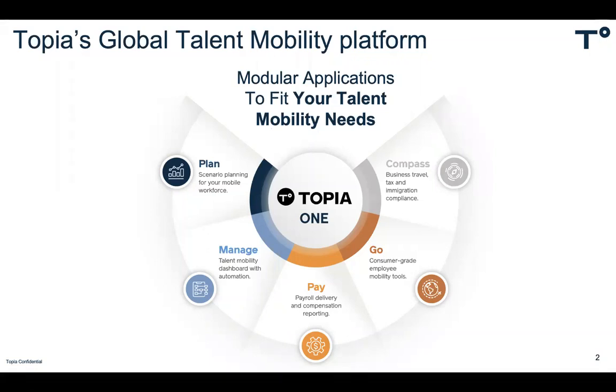In addition to this, we also have Topia Manage, which supports workflow automation, document generation, and manages supplier data and insights. Topia Pay streamlines payroll delivery and compensation reporting, as well as expense and vendor payment management. Topia Go is our consumer-grade employee experience, which gives the employee tools to manage and interact with their mobility experience. And finally, Topia Compass is our business travel tax and immigration compliance application that allows you to manage a true distributed workforce.